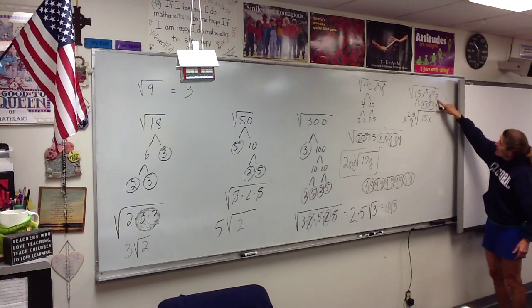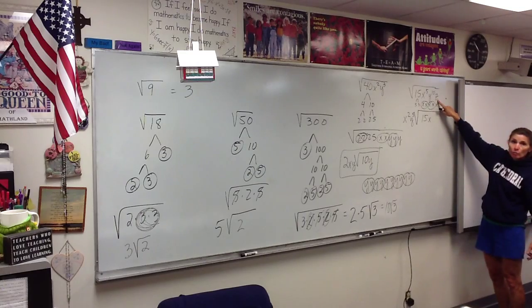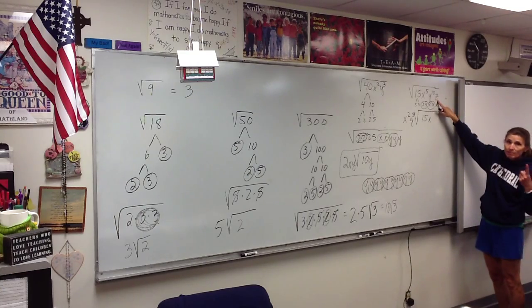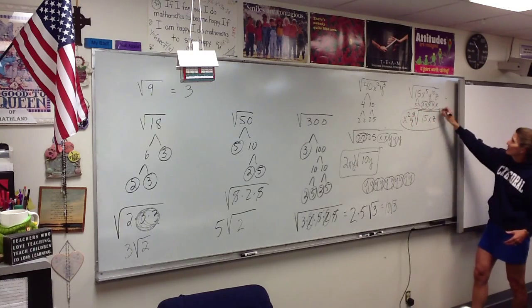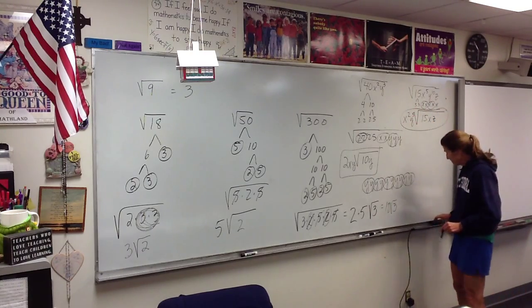Don't forget about this guy hanging on the end. What do I do with that little lone z? Well, there's only one of him. I need groups of 2, so he stays underneath. And there is the answer to the question.